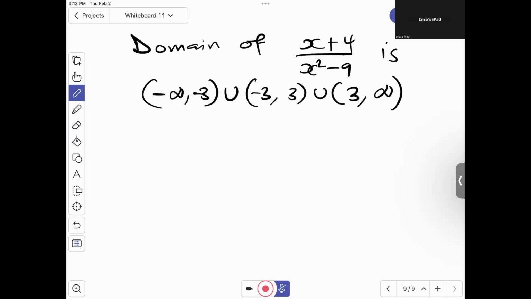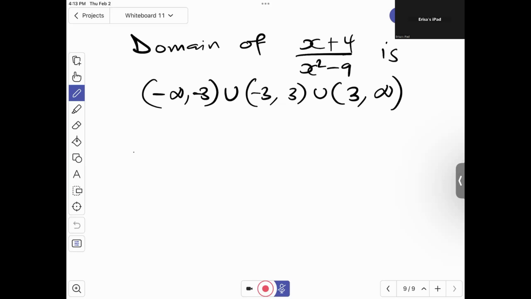So when you're finding the domain, you have to make sure that the values of x, when you plug them into the function, give you real values of the function, because when dealing with functions, we want to deal with the real values. So that's the domain of that function.